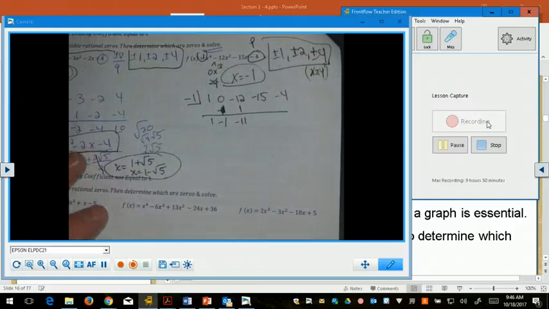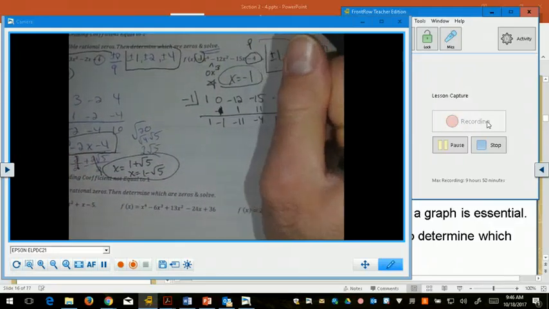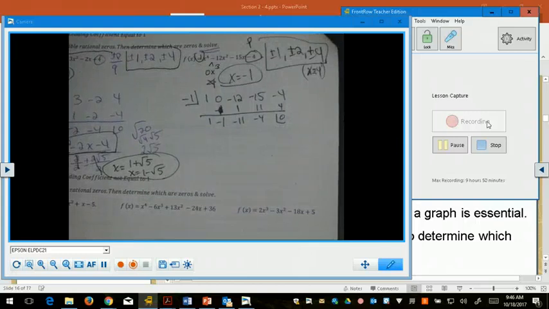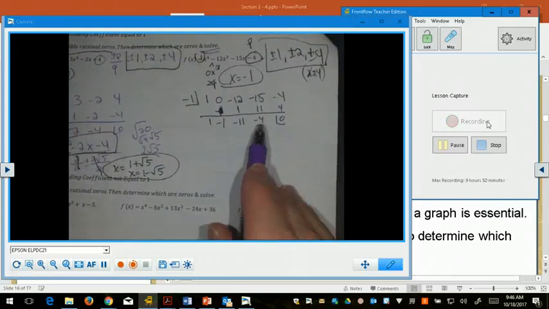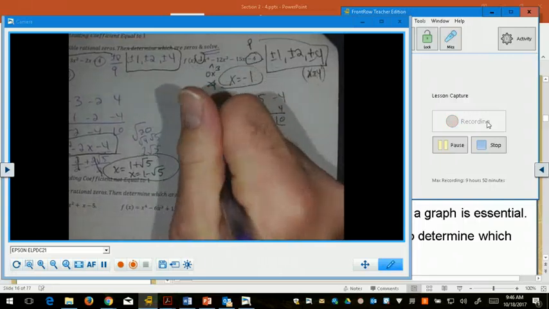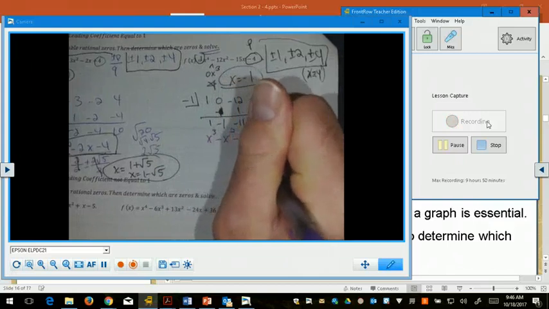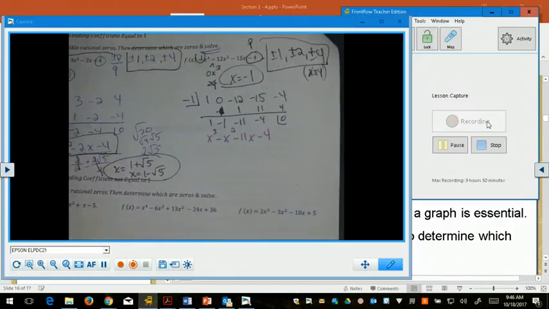I feel like I did this wrong again. Okay. It's 11, -4, that's +4. Got it. Remainder is 0. This leaves me with constant x, x squared, x cubed. So my new equation is x cubed minus x squared minus 11x minus 4.